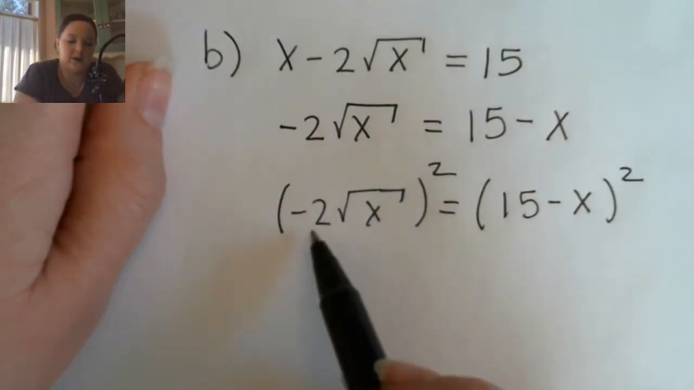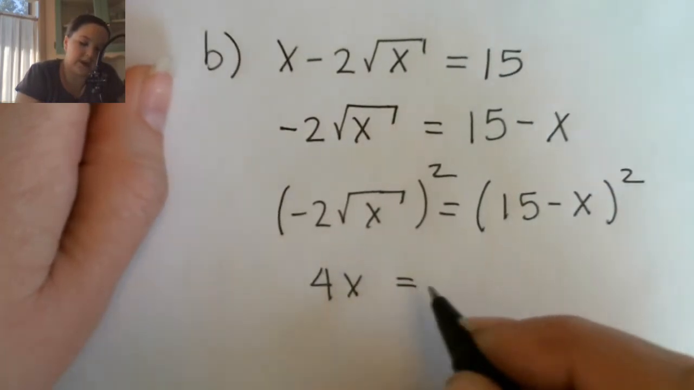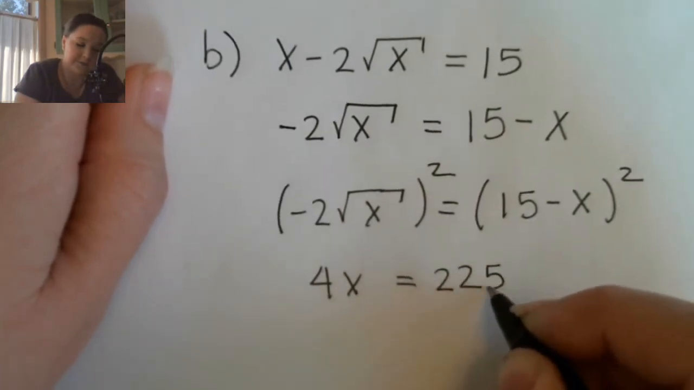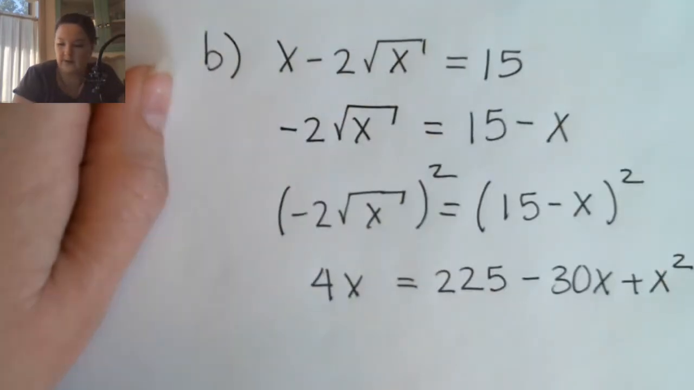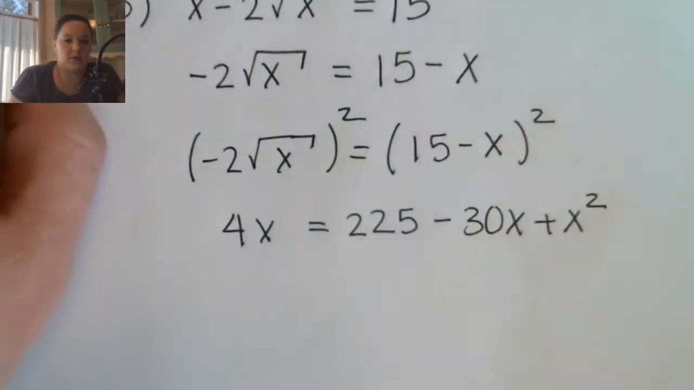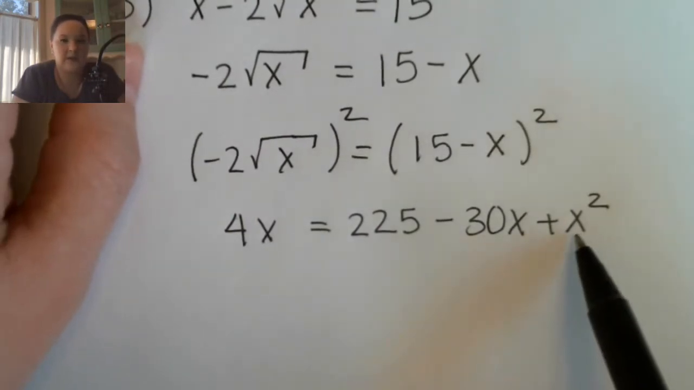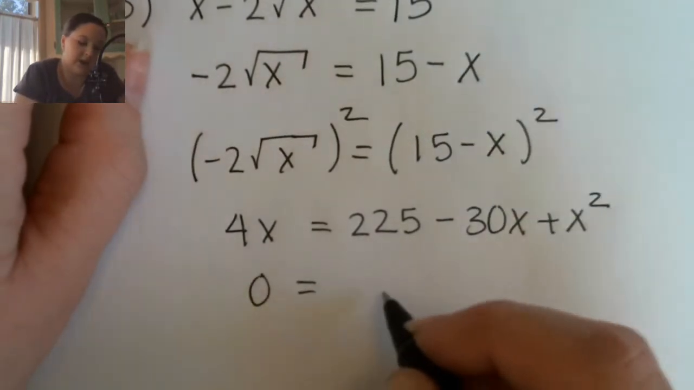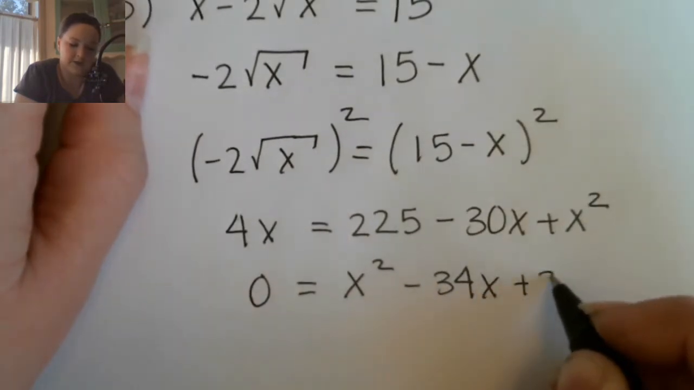Now when you square this, you are squaring both the root 2 and the x, so you'll end up with 4x. And here we're going to have 225 minus 30x plus x squared. Now, at this point, again, we're done with the square root part, and we're trying to assess what type of equation we have. So we have this x squared. It's a quadratic. We're going to move everything to one side and factor. So this will be x squared minus 34x plus 225.